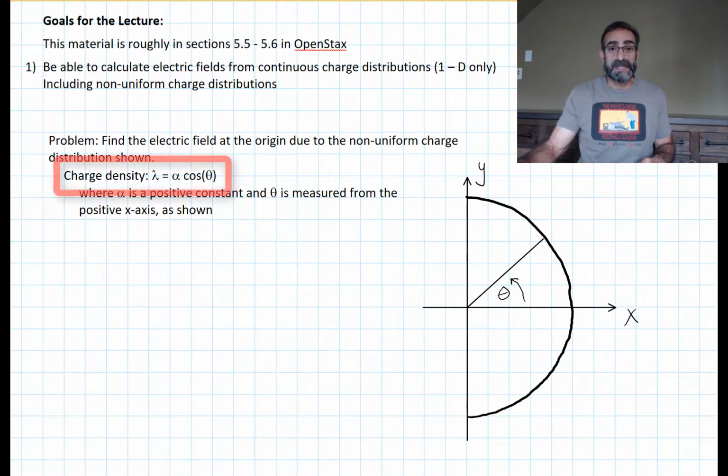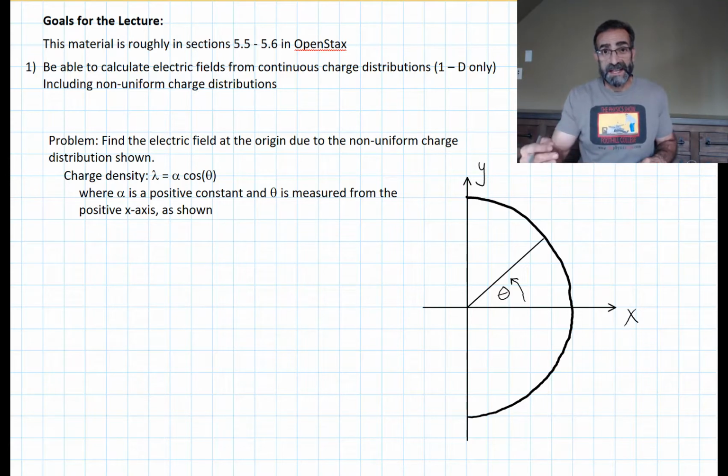If we read the problem, we see lambda, the charge density, is equal to a constant times cosine theta. So it's a function of theta. Now, because lambda is a function of theta, we have to be told how theta is measured. We can't define the angle to be 0 at the y-axis or 0 at the x-axis or anywhere else we want. It's given to us in the problem, and we can't pick our own angle. In this case, we're told that the angle is measured from the positive x-axis.